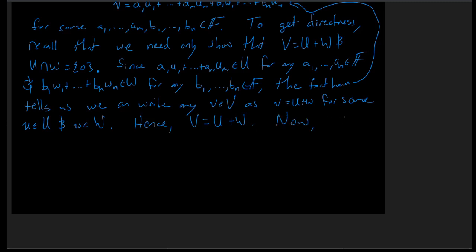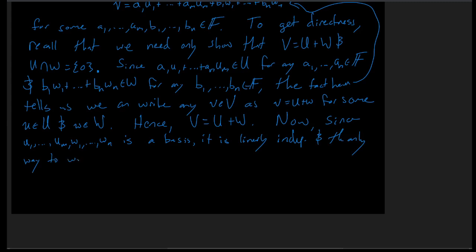Now, since U1 through UM, W1 through WN is a basis, it is linearly independent. How are we going to use this? So, here's the idea. The only way to write 0 equals A1 U1 plus dot dot dot AM UM plus B1 W1 plus dot dot dot BN WN, wow, a lot of writing right there, is with A1 equals dot dot dot all the way down to AM equals B1 equals dot dot dot all the way down to BN equals 0.